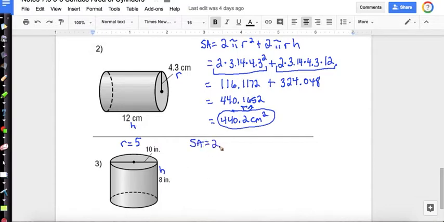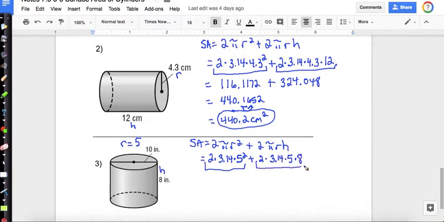Okay, write the formula. SA equals 2 pi r squared plus 2 pi r h. Okay, bring down the 2. Take out the pi and put 3.14. Take out the radius, or r, and put 5 squared. Box it in. Bring down the 2. Take out pi. Take out the radius and put 5. And take out the height and put 8. Box it in.